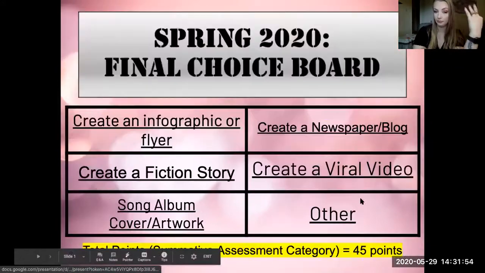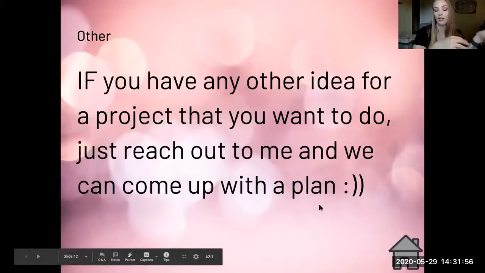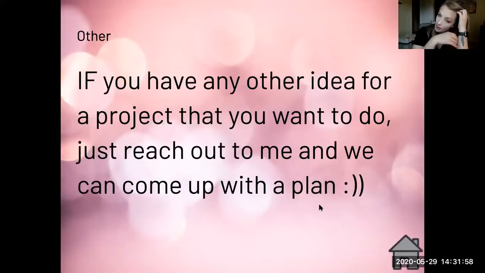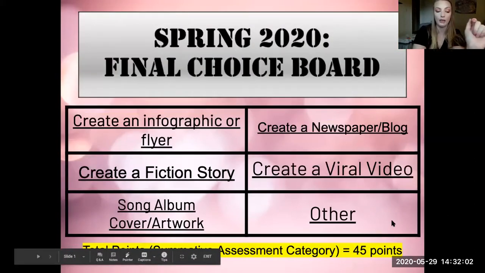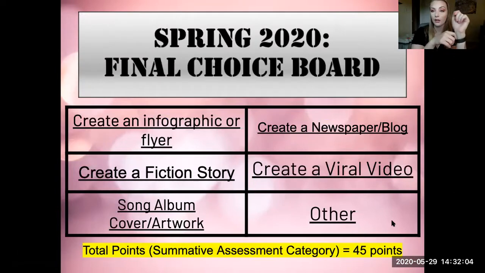Yes. And then others. So if you have another idea, you can reach out to me and we can come up with a plan. This is going in the gradebook as 45 points in your summative category. So it's going to be weighted a little bit heavier. So if you get a 0, it could drop your grade, and you definitely do not want to do that.